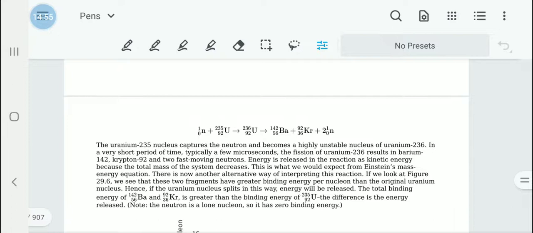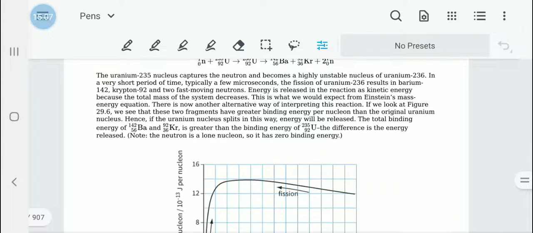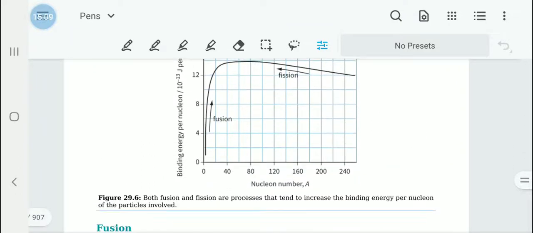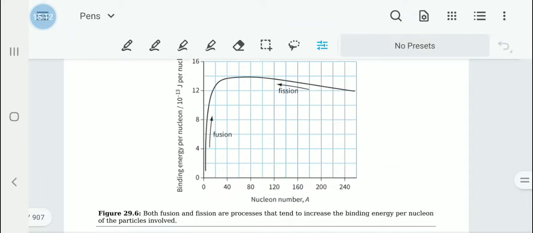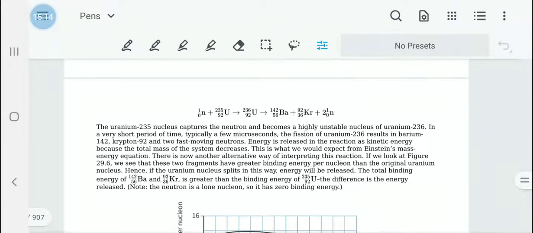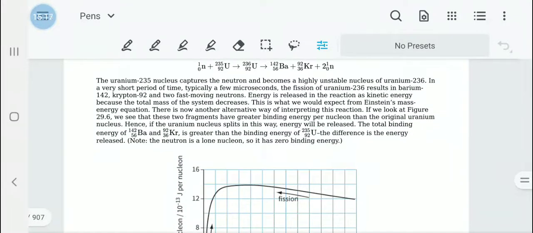Now, another way of looking at it is, as shown in this 29.6 chart, have a look at it. Now, the two fragments have greater binding energy per nucleon than the original uranium nucleus.